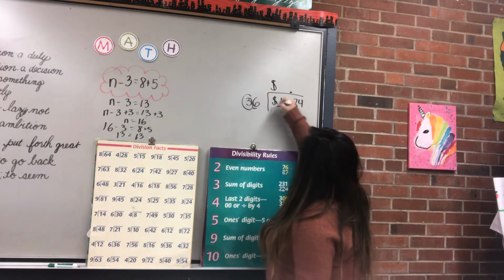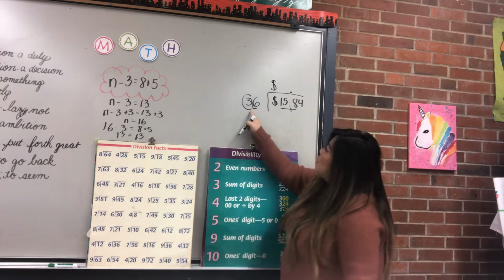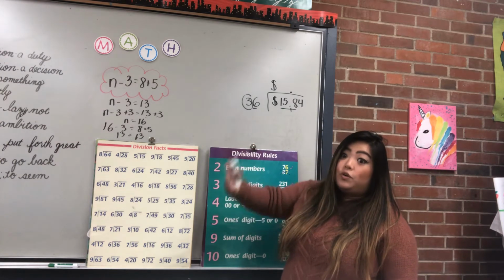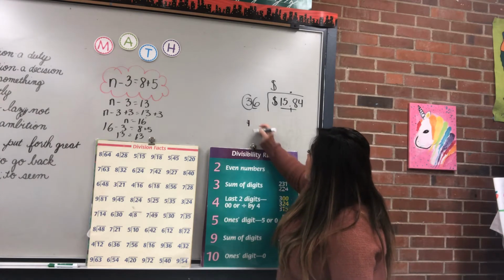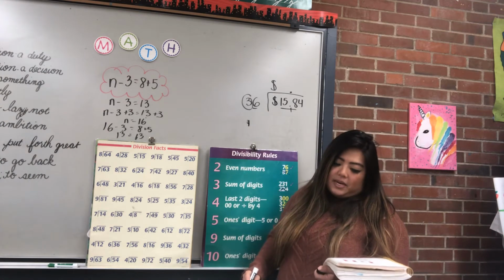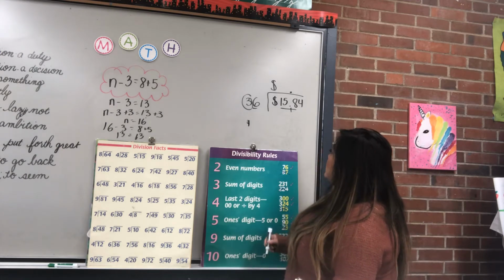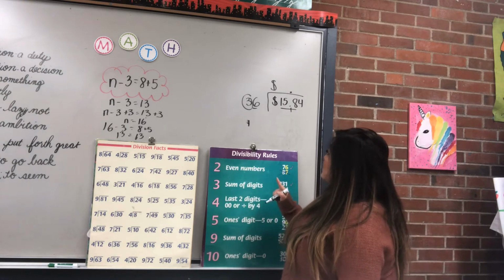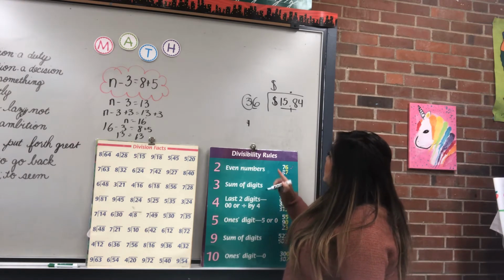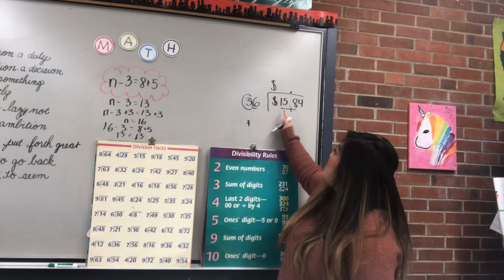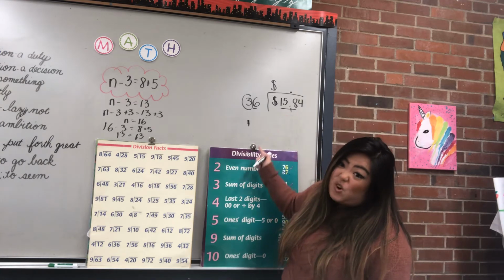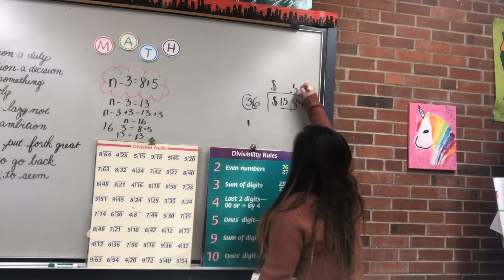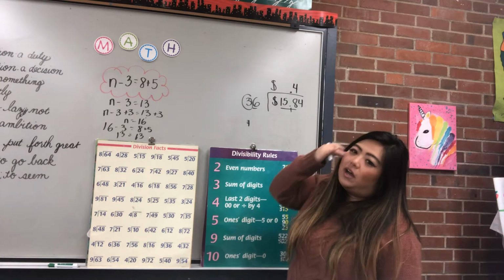Let's estimate. 36 is between what 2 tens? 30 and 40. It's closer to 40, so we're going to use a 4 to estimate. 4 goes into 15 how many times? It goes into it 3 times. But the thing is, this is smaller than 40, and this is almost 160, and 40 would go into 160 4 times, so we're just going to go with 4. I know, it's little cheats that I learned along the way.